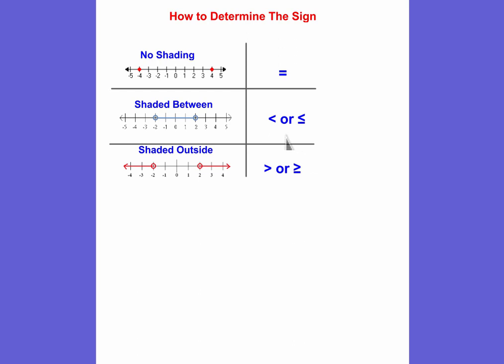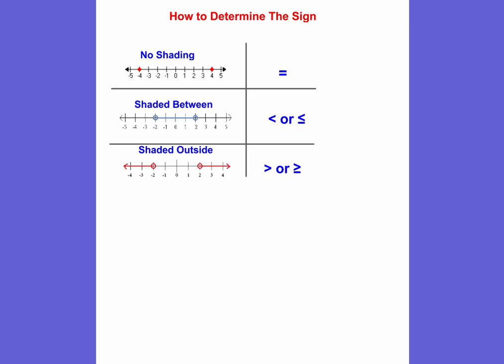Okay, you can determine the sign by how it is shaded. No shading tells you equal to. Shaded between tells you either less than or equal to. To determine which one of these to use, look at the circles. If the circles are open, then it's less than. If the circles were closed, then it would be less than or equal to. If it's shaded outside, then you're talking about a greater than or equal to inequality. Once again, to determine which of these to use, look at the circles. Open circles tell you greater than, closed circles tell you greater than or equal to.